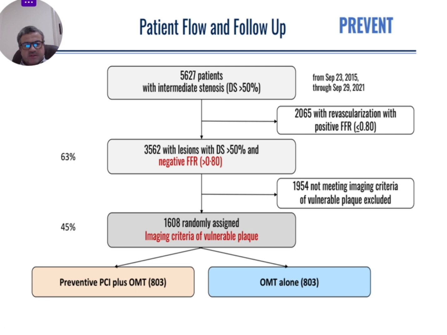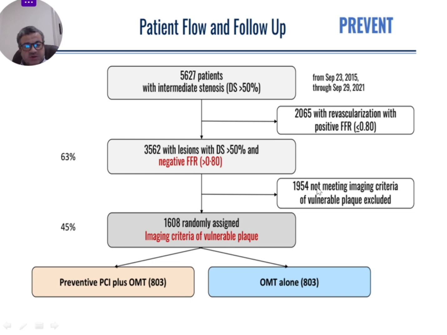Before I talk about the study design, I need to remind you of the patient flow and follow-up. This study was conducted in 2015 and ended in 2021. They first collected 5,627 patients with an intermediate stenosis, diameter stenosis more than 50%. 2,065 patients with revascularization for positive FFR were excluded. The remaining 3,562 with intermediate lesions with a negative FFR were included in the study.